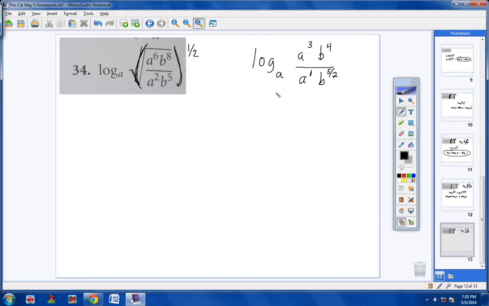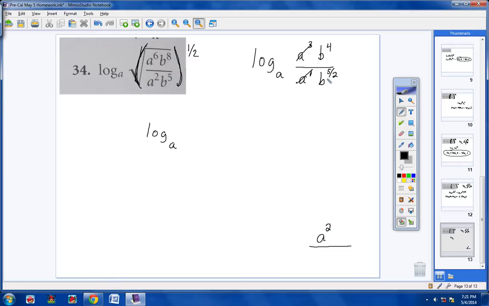Now, students, listen. Come on, students, think this through. Anytime you can simplify your argument, do it. I mean, why not do it? Look what you have here. You have a cubed over a to the 1. Now, remember what I've taught you. You take the numerator minus the denominator, and you write the base one time in the top. So if you have like bases being divided, you write the a once in the top, and you take 3 minus 1, and you get 2. So a to the third over a to the 1 is a squared.